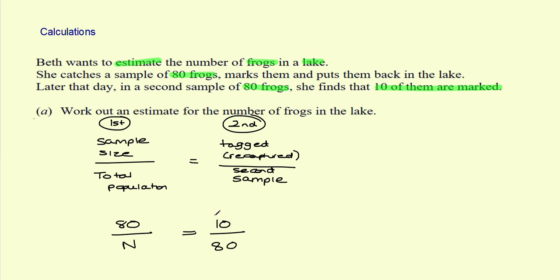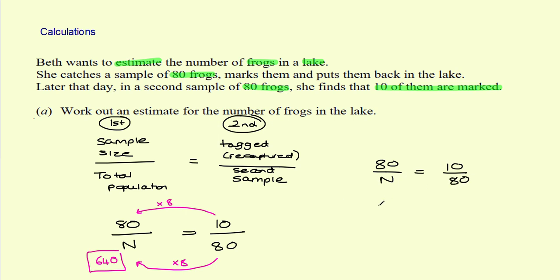There are two ways of doing this. We can think, well, 10 has been multiplied by 8 to get to 80, so we need to do 8 times 80 to get to 640. And 640 would be the estimate for the number of frogs in the lake. Or we can do this using algebra. So, rearranging, 80 over N equals 10 over 80. If we multiply both sides by N, we end up with 80 equals 10 over 80 times N. So N is going to be 80 divided by 10 over 80.